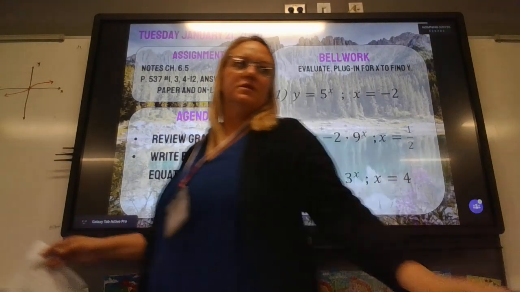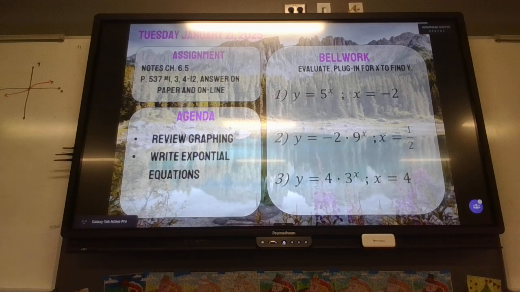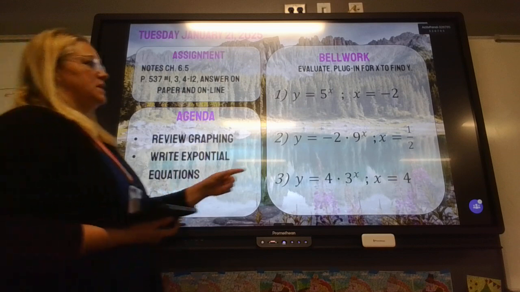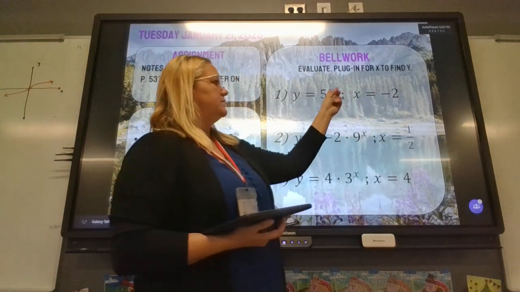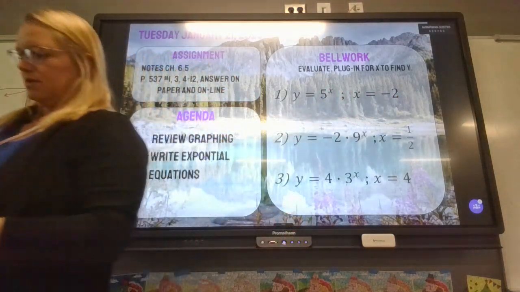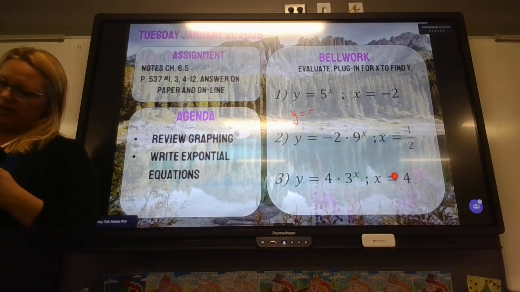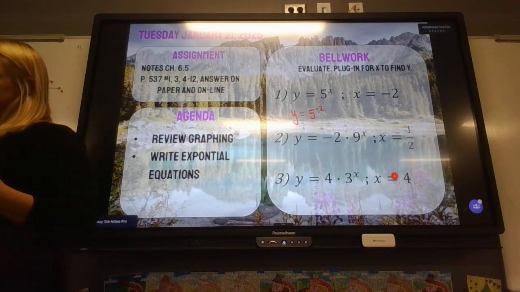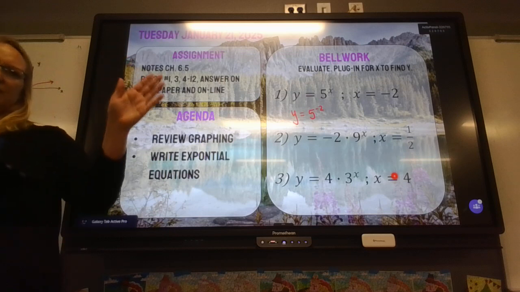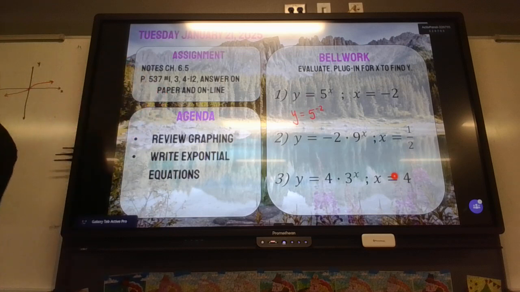How do we do it? So we want to plug in for x and find y. This is saying x is -2, so working in exponential equations, when we plug it in, it would be y equals 5 to the -2. Did anybody get an answer in a calculator for 5 to the -2? What'd you get?